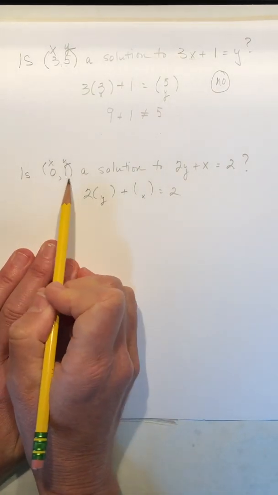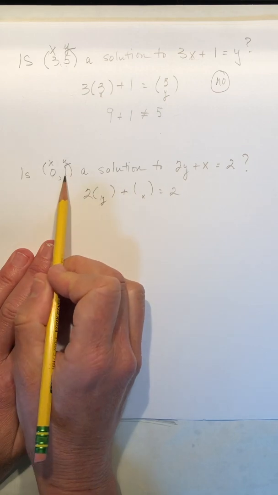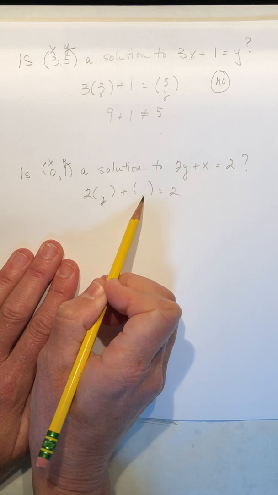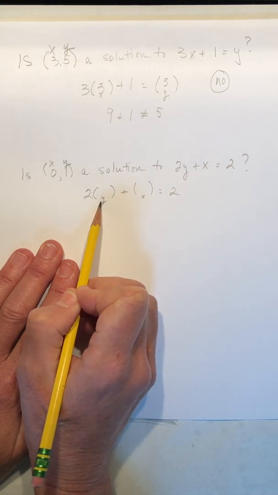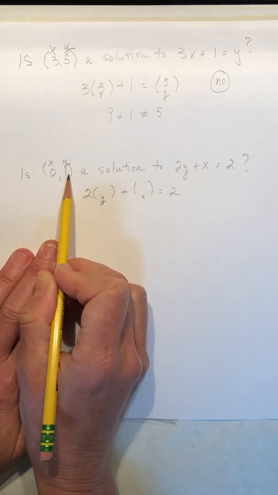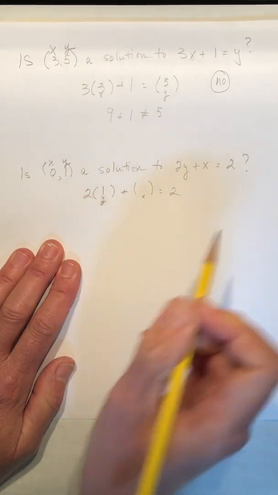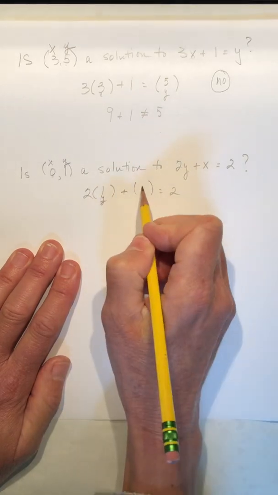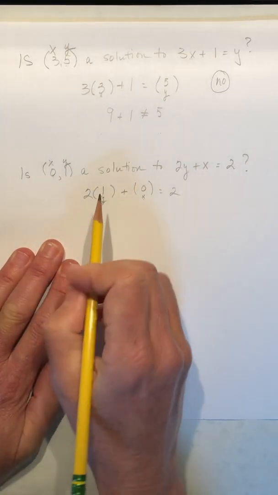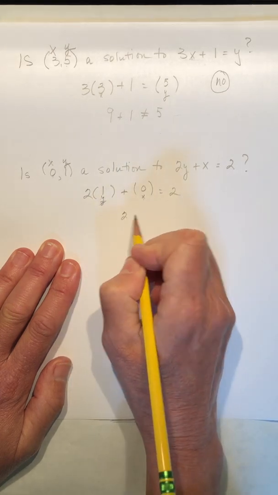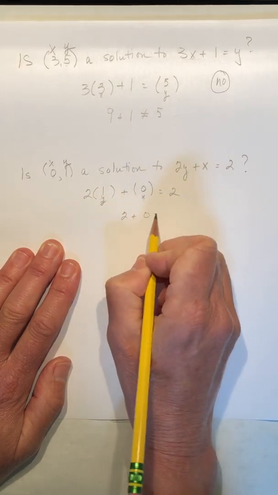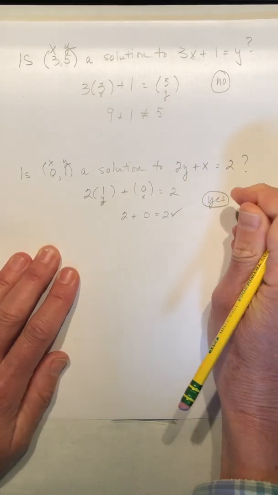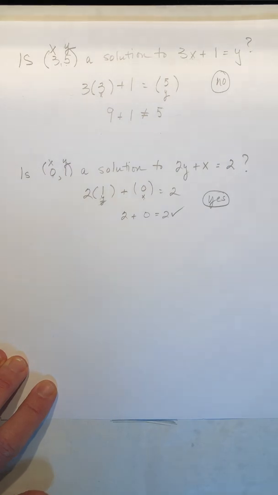So, look, the y came first, but it always comes second in the ordered pair. And this is why it's so important for me to label what variables go where here. So my y value of 1 is going to go here. My x value of 0 goes where the x was in the equation. And let's see, 2 times 1 is 2, plus 0 equals 2. So yes, that ordered pair is a solution to that equation.